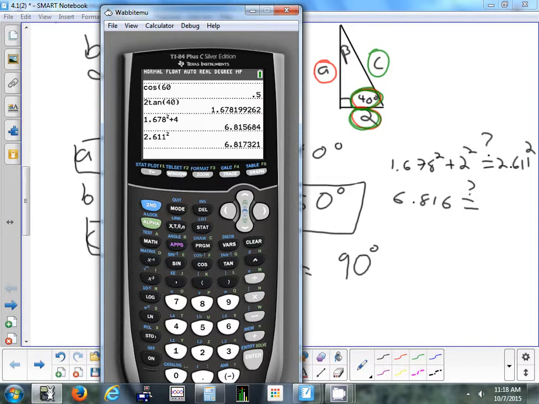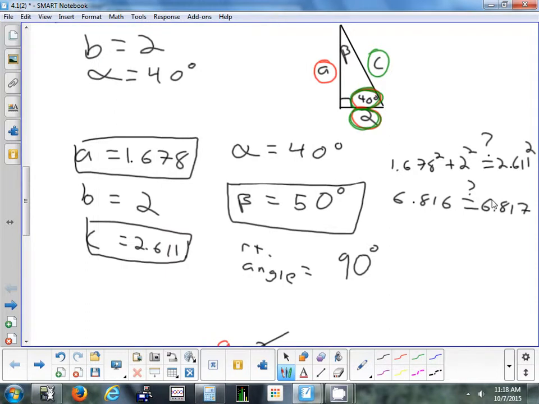6.817. So does that mean we did something wrong because they didn't come out the same? No. Why did they come out different? Because we rounded. Even rounding to 3 decimal places, it's not going to make it come out the same. Right? 6.816, 6.817, they came out the same. Which makes me feel pretty confident we did it right. So that's how you can check your answer.